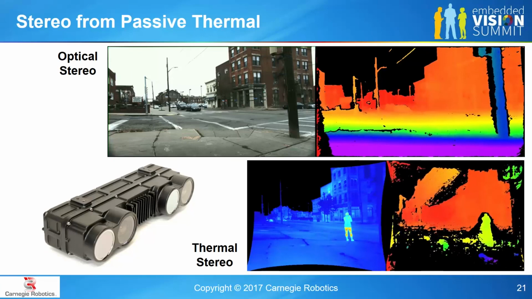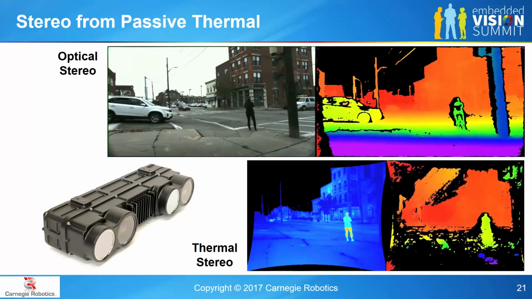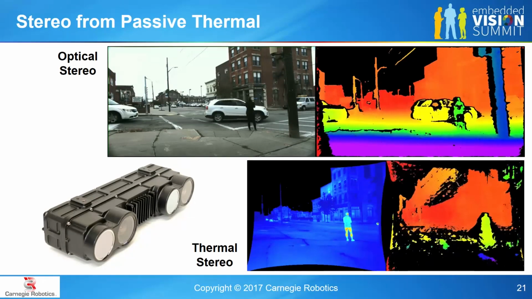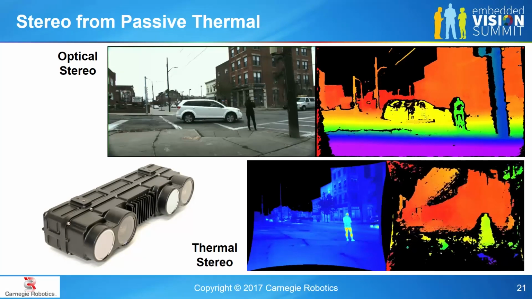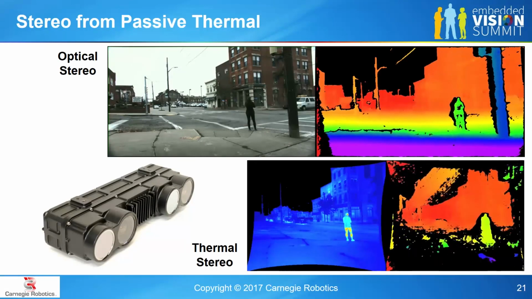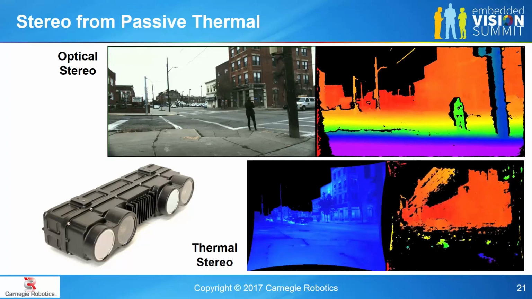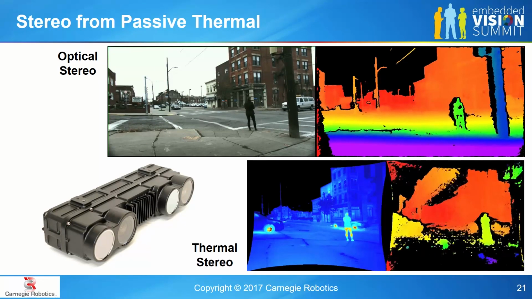And the ground doesn't have enough thermal texture or thermal gradient to actually give any kind of return. But you see that the person and the buildings and the cars have enough thermal texture to provide range data. And interestingly, the air around the power lines also has enough thermal texture to provide range information, which is why there's that big red swath through the sky. That's actually warm air around the power lines.